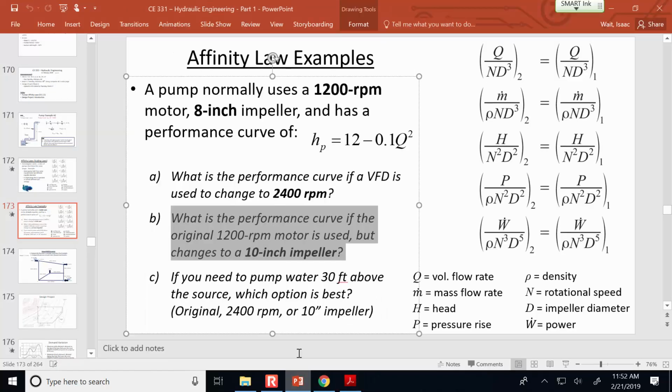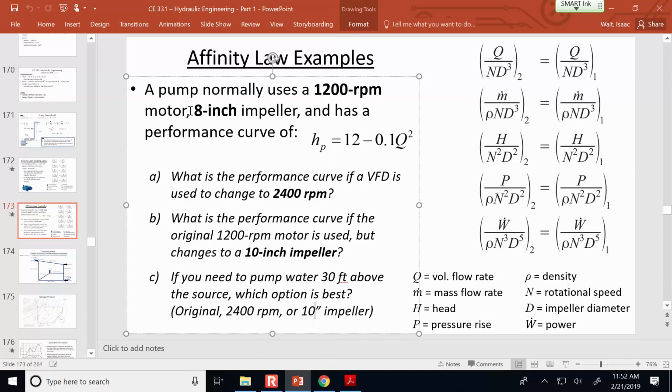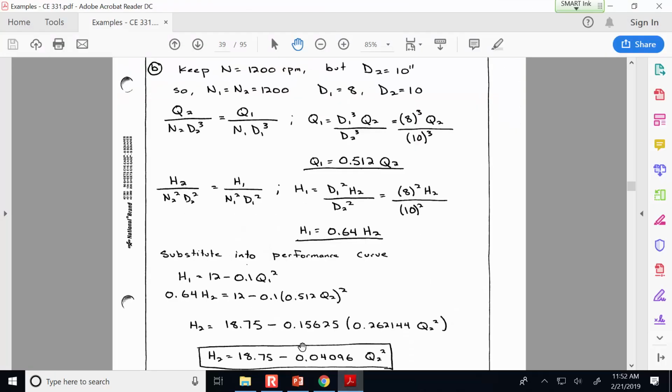The kind of concept or thought question was, if you need to pump water 30 feet above the original source, which option is best? And so I guess I've been saying meters. Let's assume that the cutoff head is feet rather than meters. So if you want to pump 30 feet above, this second situation of increasing the diameter wouldn't do the job.